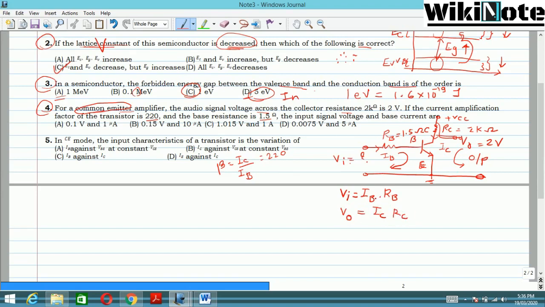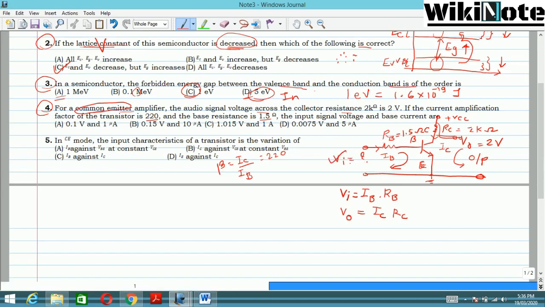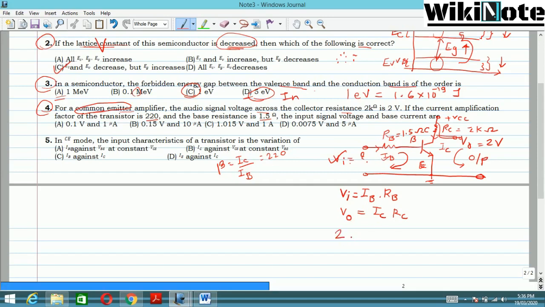They haven't asked you about the output voltage, they have asked us about VI, the input voltage, and the input current, that is the base current. For the base current you should know the collector current first, because with the help of this formula we can get that. The output voltage is 2 volt, which is mentioned. The output resistance is 2 kilo ohm, so 2 into 10 raised to 3, and this is going to be IC. So 1 will get cancelled and I get IC equal to 1 milliampere.